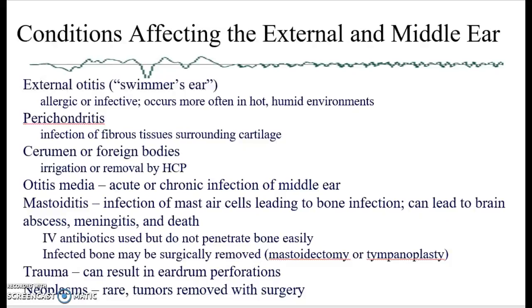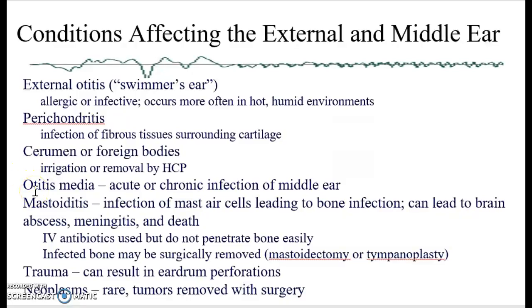Cerumen or foreign bodies may be blocking the ear canal. Cerumen can be irrigated out, and there's a very good step-by-step process for doing irrigations for that in your textbook. And foreign bodies are generally removed by a healthcare provider.